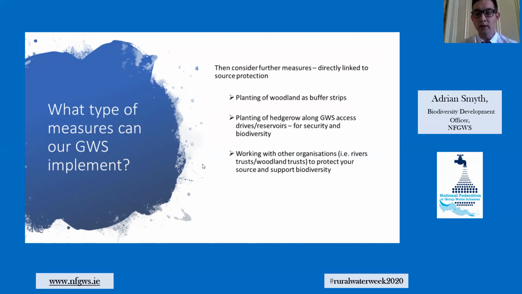Some more pointed measures, further measures directly linked to source protection, include the planting of woodland as buffer strips, with schemes such as Woodlands for Water, and planting hedgerows along group scheme access drives, reservoirs and watercourses, which will help to slow the flow of contamination and will also provide security and privacy for group scheme sites, but will also help biodiversity. It also means working with other organisations such as rivers trusts and woodlands trusts to protect your source and support biodiversity.